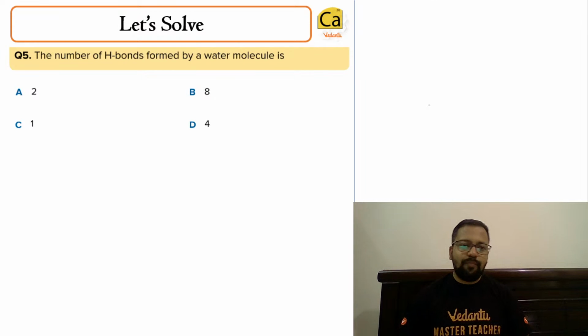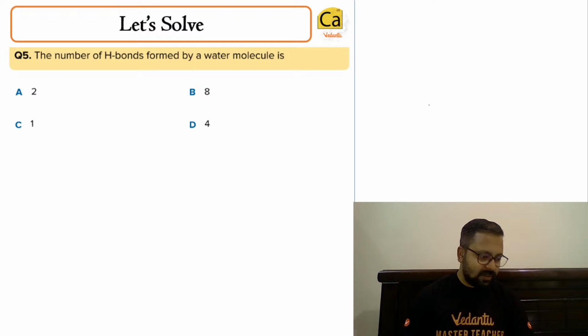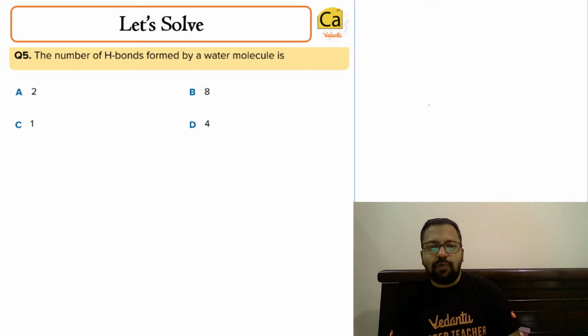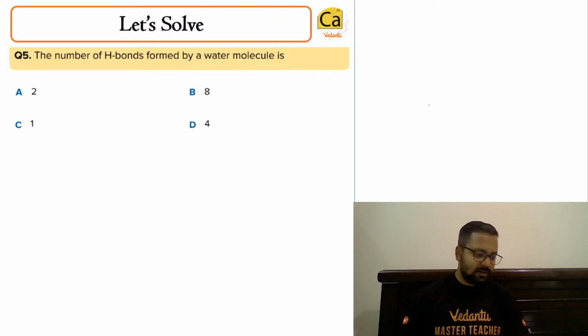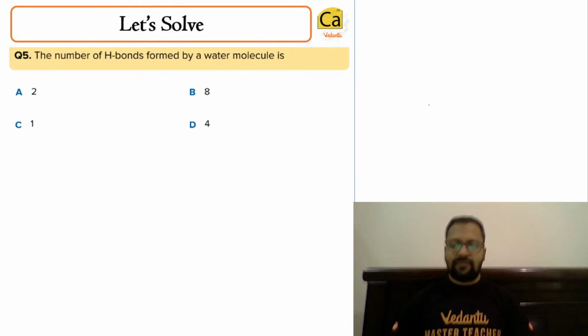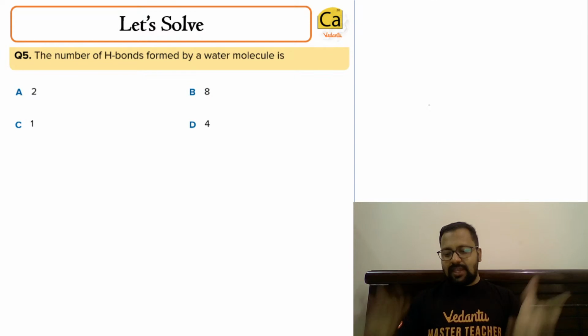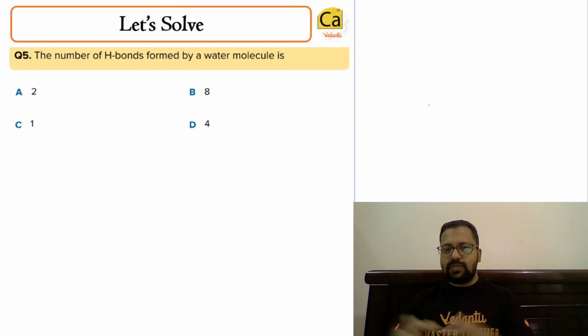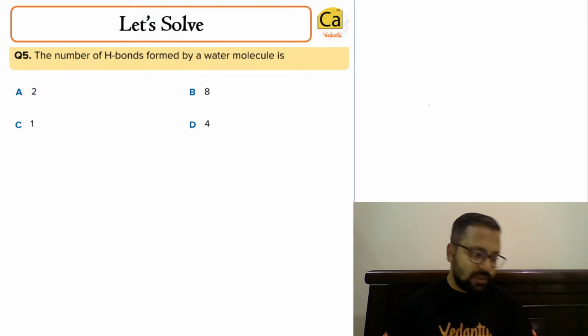The number of H bonds formed by water molecule is... H plus is equal to OH minus. That is the definition of neutrality. If H2O dissociates, and the amount of H plus which comes out and the amount of OH minus which comes out is equal, and the amount of H plus and OH minus present in the solution is equal, it is called a neutral solution.